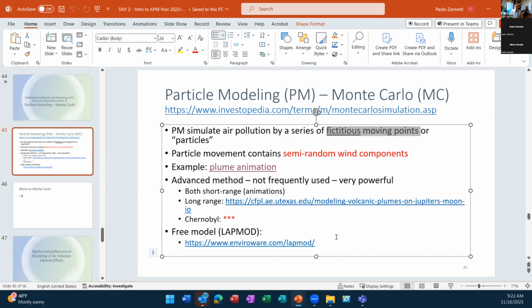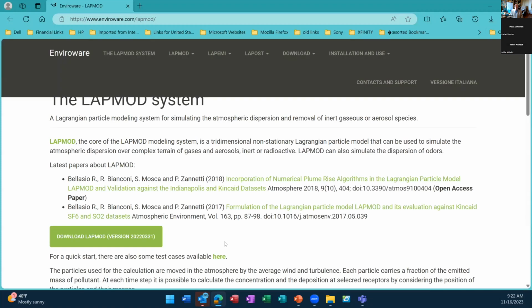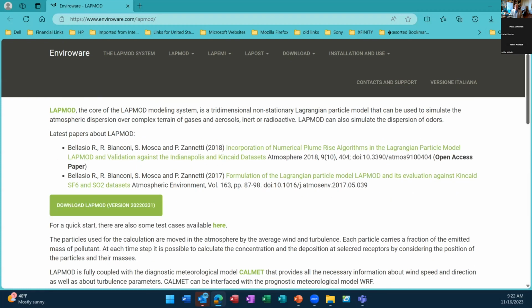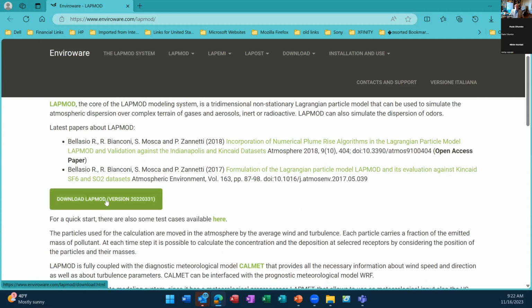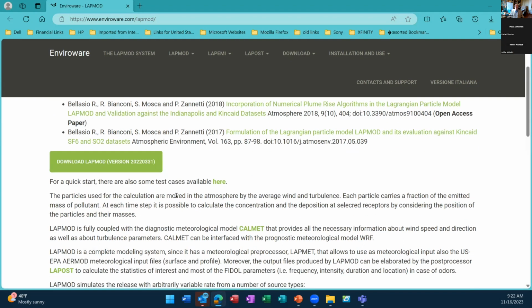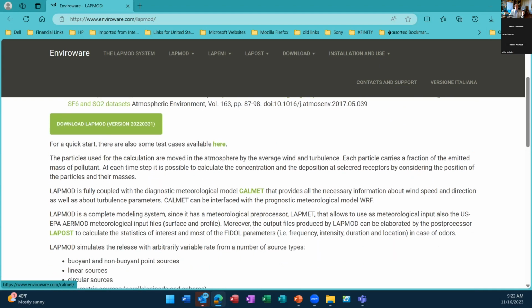And if you want to use a Monte Carlo model, I suggest you use the LAPMod model developed by my friends at the EnviroWare company. I work with them all the time in all my projects. They are my associates in my business. And LAPMod is a model that they developed, and I was a co-author with them. And there are publications here in peer-reviewed literature that you can read about it, and there is a full user's guide, and you can download it and use it. It is free. And it is coupled, because we always couple air pollution and meteorological models. It is coupled with CALMET, which is a meteorological model developed by the US Environmental Protection Agency.